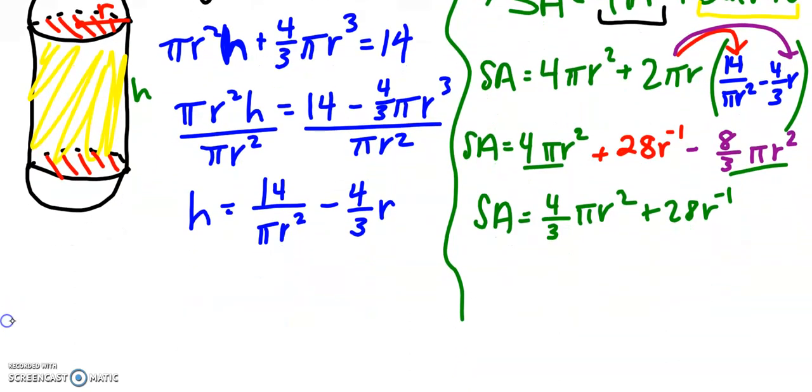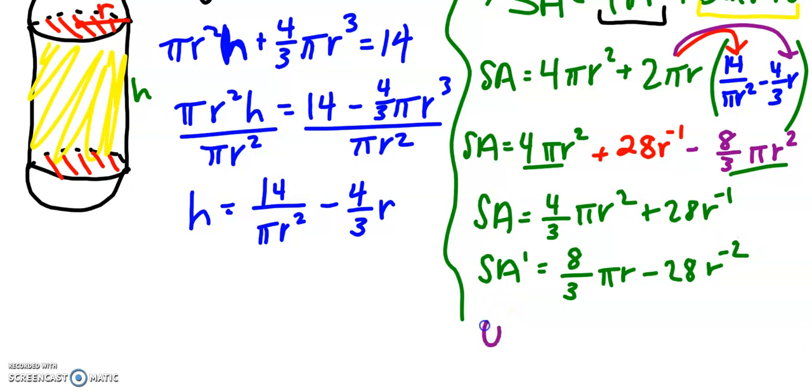So now I'm ready for the calculus step. I'm going to take the surface area's derivative, find the rate of change. So this is going to swing down: 2 times 4/3 is 8/3 pi r minus 28 r to the negative second. I want to consider where this thing is equal to 0 for a critical number, finding that maximum or minimum where it's going to happen.